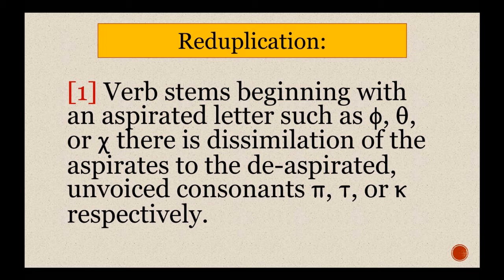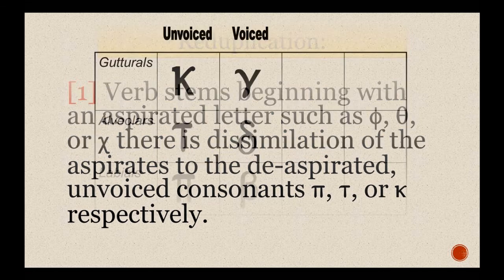But it's going back to the alphabet. So we're just talking about adding to the front of the word. And this is all in your notes and the examples, so you can go home and check on it. So here it is. Verb stems beginning with an aspirated letter such as phi, theta, or chi, there is dissimilation of the aspirates to the deaspirated unvoiced consonants. So remember, it was pi-ha, ta-ha, ka-ha, right? It's just basic.